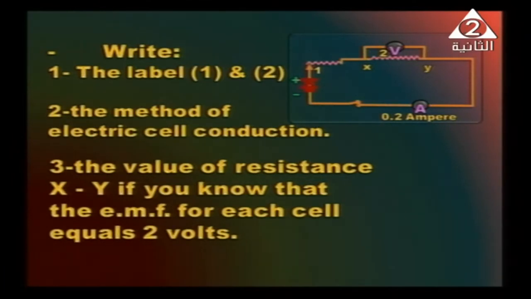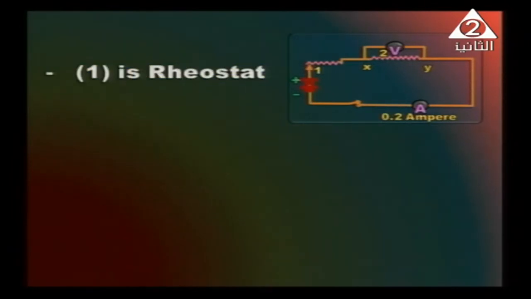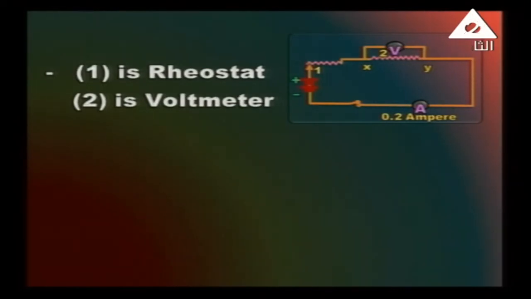Firstly, you have to determine the labels 1 and 2. Number 1 is the rheostat or the variable resistance. Number 2 is the voltmeter, which is connected in parallel to the resistance to measure the electric potential difference between the two poles of the conductor.